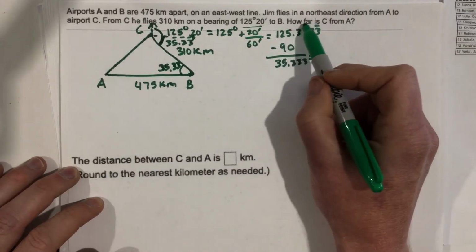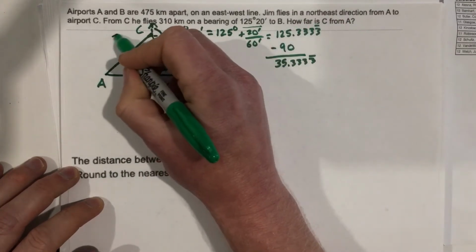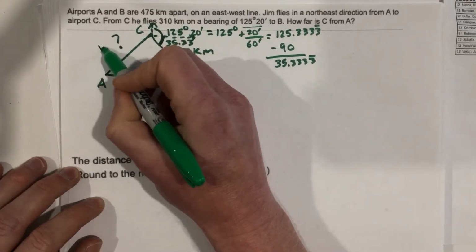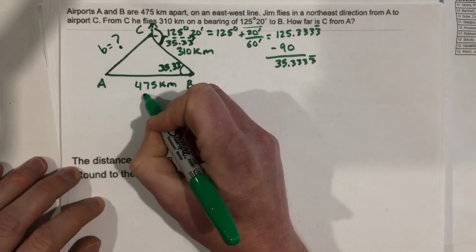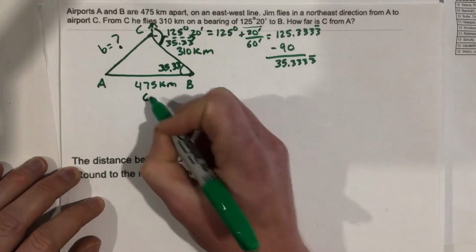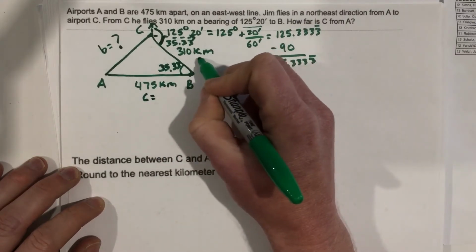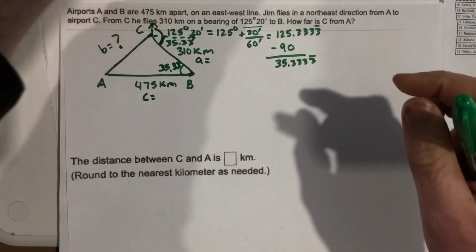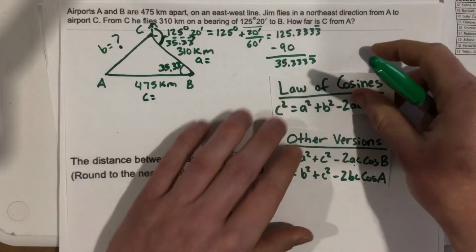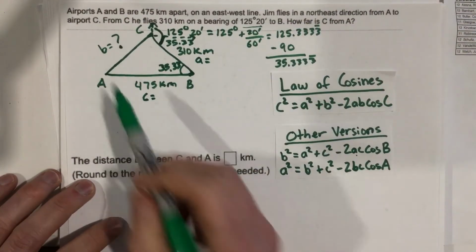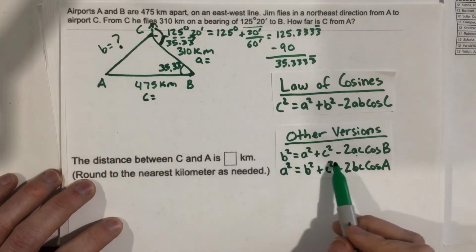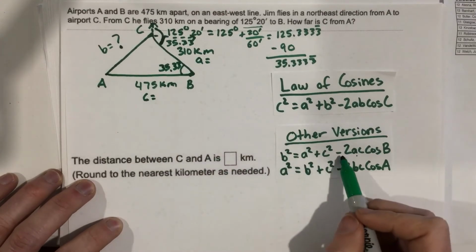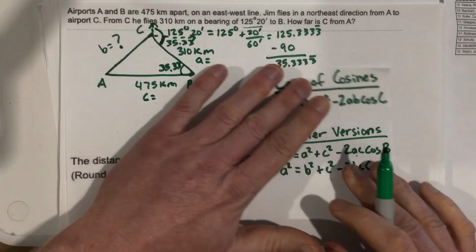And in the problem, they say, how far is C from A? So they really want you to know, what's this right there? Well, that's little side B. This is little side C. And this is little side A. So they give us A, they give us C, they want us to find B. Let's take a look at our law of cosine versions here. We want to find B, so we probably want to use B squared equals A squared plus C squared, because they give us A and C, minus 2AC cosine B. So let's go ahead and use that form.